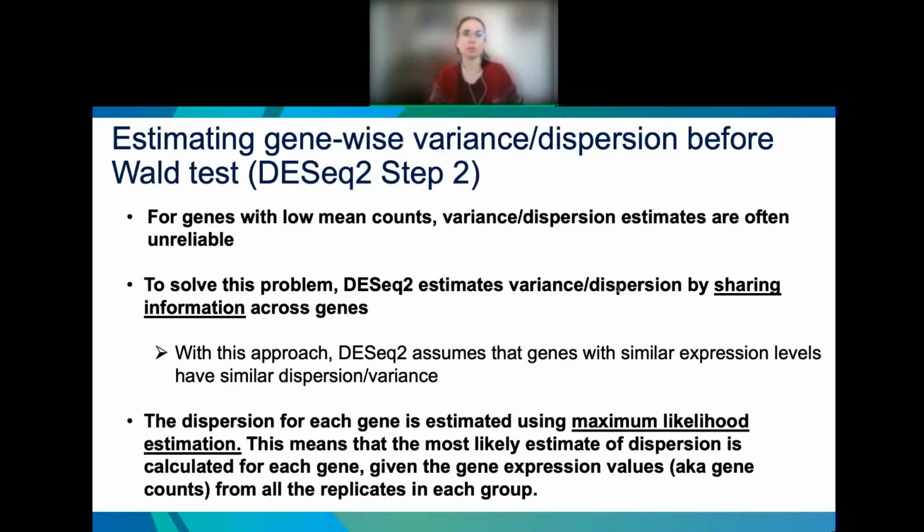And the dispersion for each gene is estimated using a mathematical method called maximum likelihood estimation that Amanda talked about. This just means that the most likely estimate of dispersion is calculated for each gene, given those gene expression values from all of the replicates in each group. So this is important because variance and dispersion play a large role in the actual Wald test, a mathematical model. So it's important to have accurate estimates for variance across the entire data set.